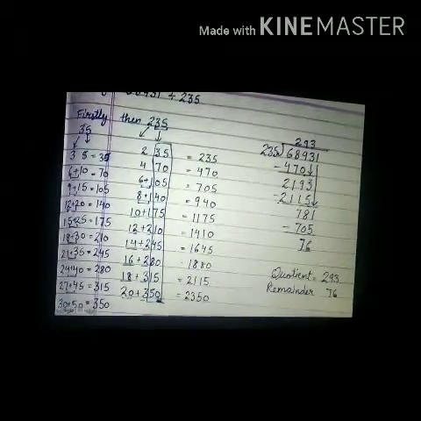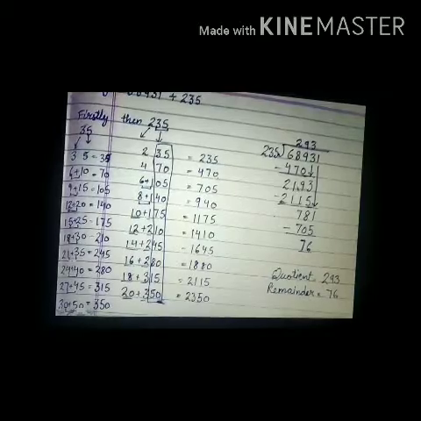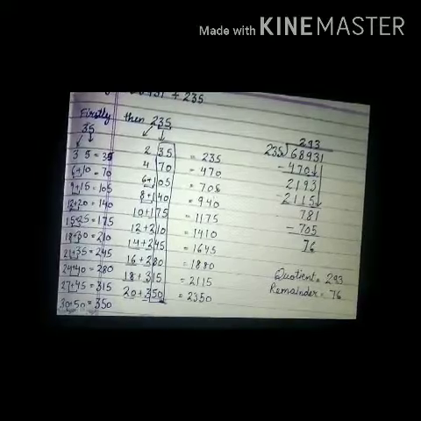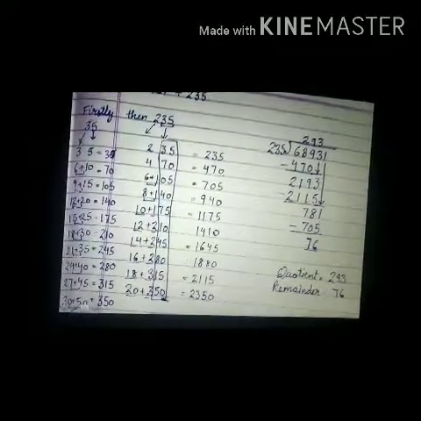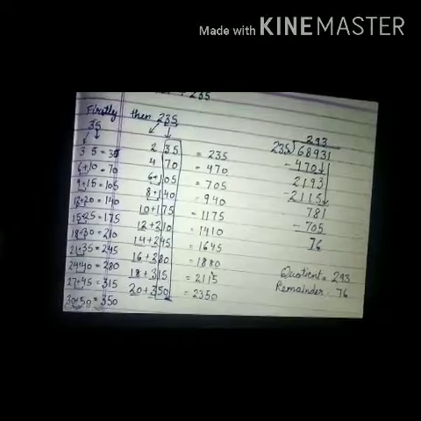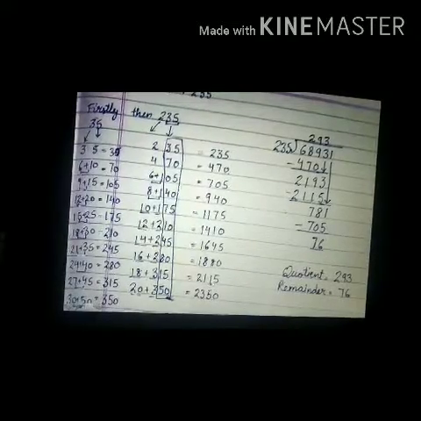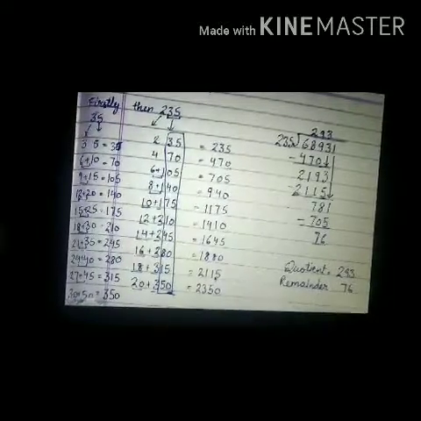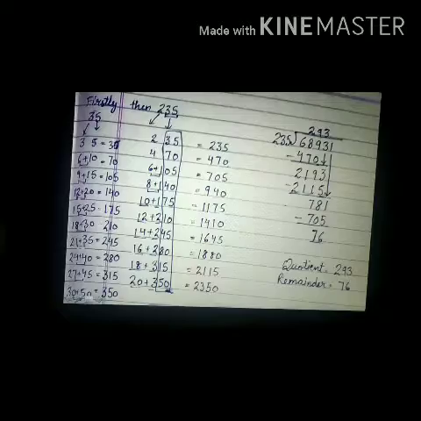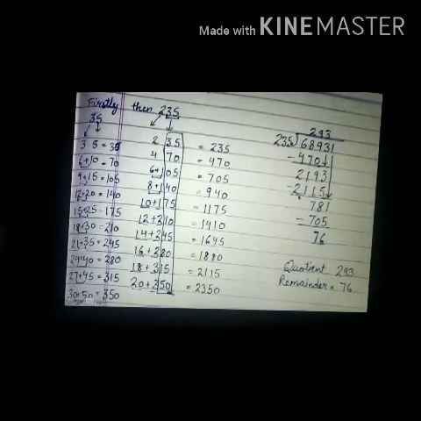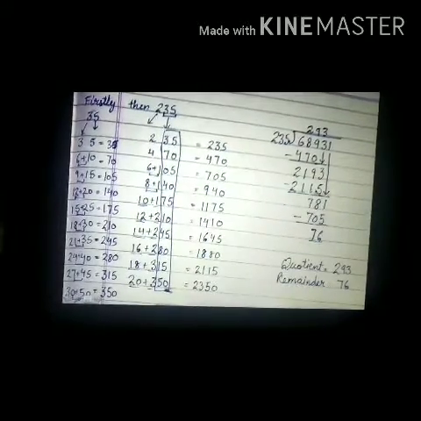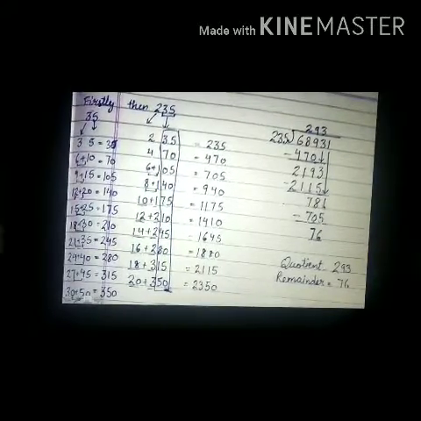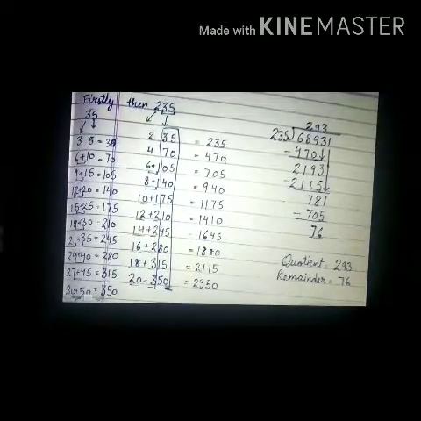The next digit will come down, so it will make 2193. Then we look at the table for which term can divide this 2193, and this can be divided by the 9th term, that is 2115. So we'll write 9 here and write 2115 here. Then we subtract these two terms. Then we get 781 because 1 will come down.